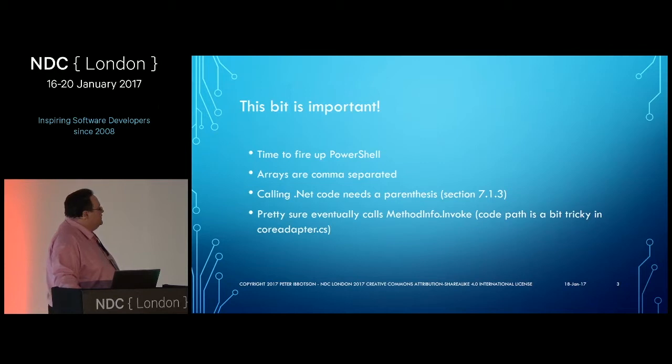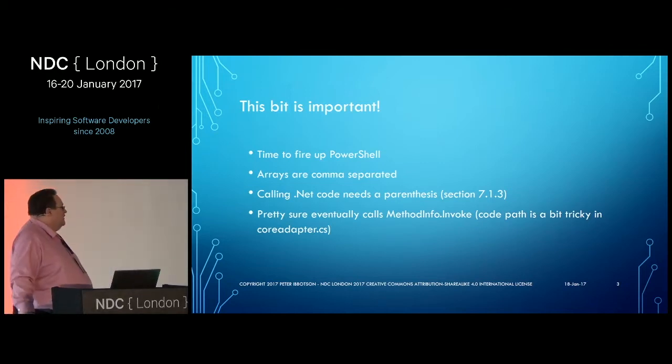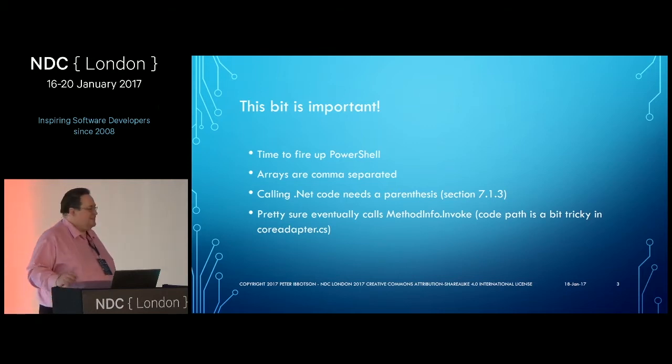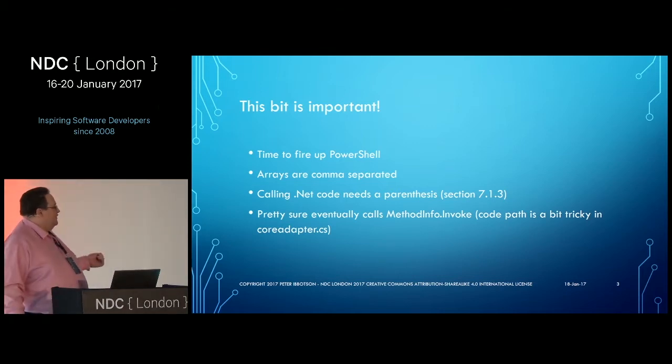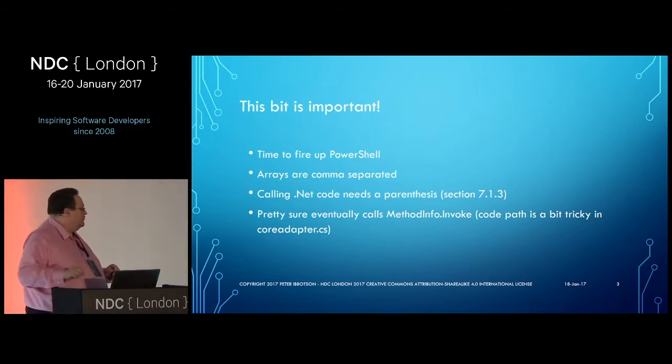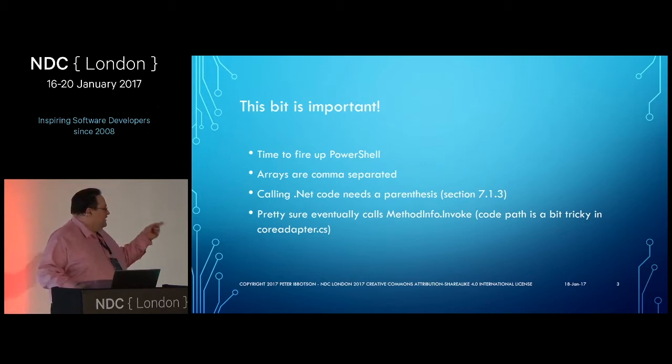Calling .NET code needs parentheses. Somewhere, and if you look in the PowerShell spec, it's in section 7.1.3, that's where it says this. I suspect the reason why this happened was when they initially started, somebody said, well, how are we going to call .NET? And somebody said, well, we're going to call method info.invoke. And what does that take? That takes an array. So that's why I think somebody said, well, we'll put brackets around, put commas in. I can't actually think of a good reason why, when I look down the syntax charts, why that actually happened. I'm fairly sure it calls method info.invoke. The code's in core adapter.cs, and it gets a bit convoluted, so I couldn't be quite sure about that.